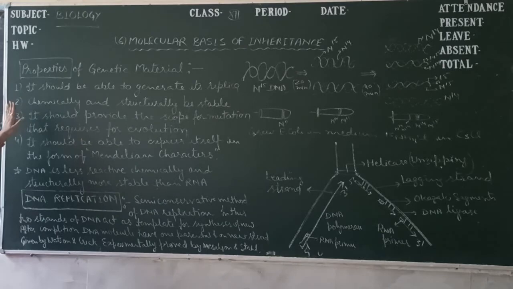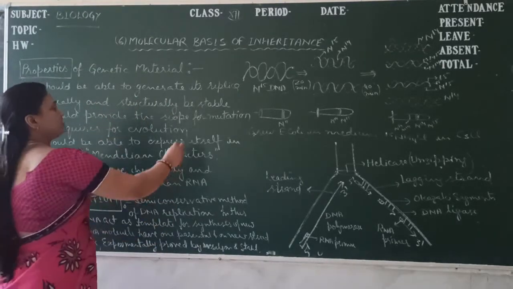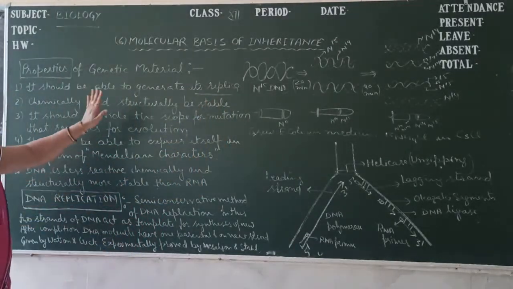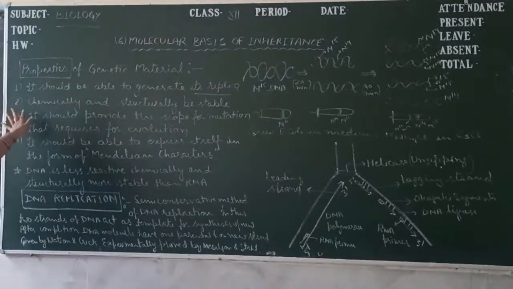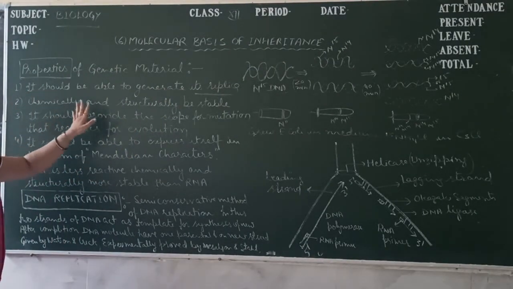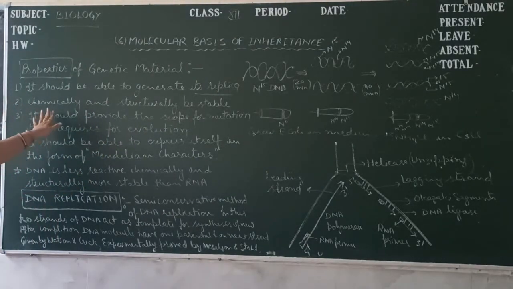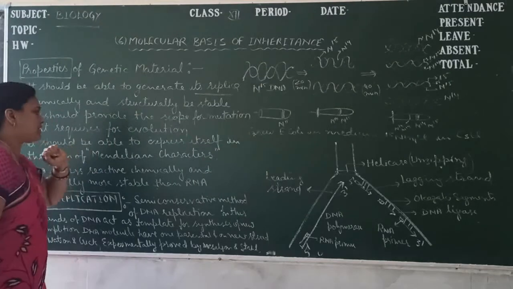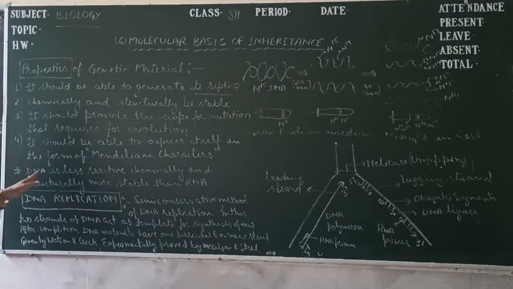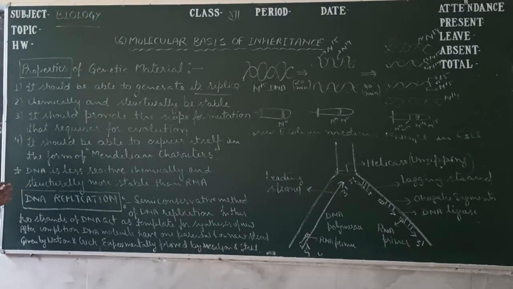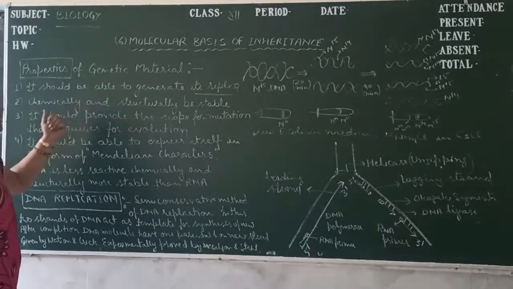Actually, the genetic material should be able to generate its replica. Replica means duplicate copies. DNA and RNA both are capable of replication. Second, it should be chemically and structurally stable. In this comparison, DNA is less reactive chemically, and structurally it is more stable than RNA. So DNA is better than RNA.